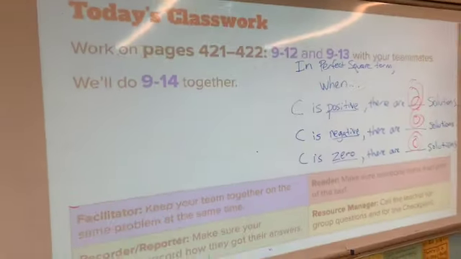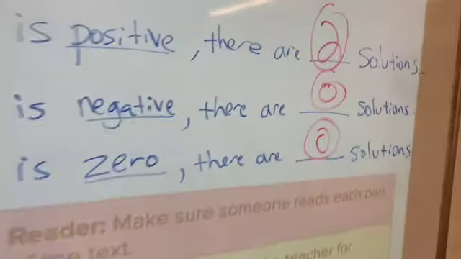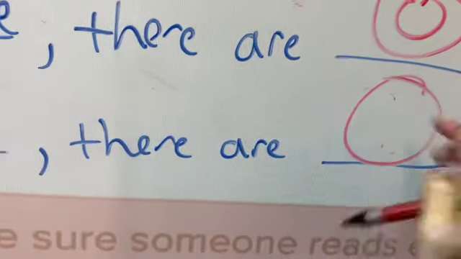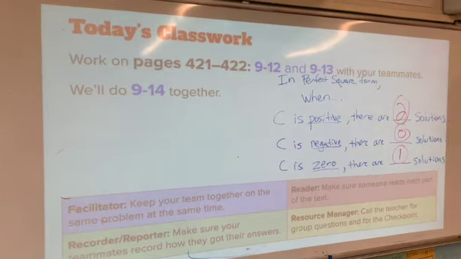We're going to do 914 next. Message me if you have any questions. Oh, this is incorrect. If C is 0, there's 1 solution, not 0. All right, there we go. Yes. Okay, any questions? Please message me.